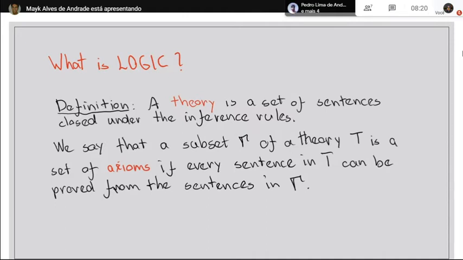So you can take any set of sentences and call that set your set of axioms, and then mechanically, right, a computer can do that, apply the inference rules, and every sentence which can be proved using the inference rules will belong to the theory of that set of axioms.